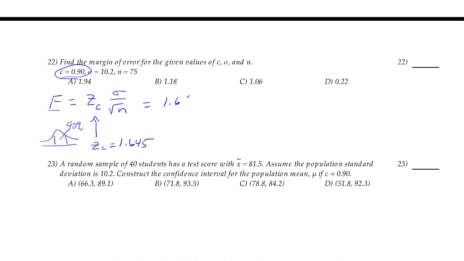So I get 1.645 times 10.2 over the square root of 75. And that is going to give me approximately 1.94, which is A.